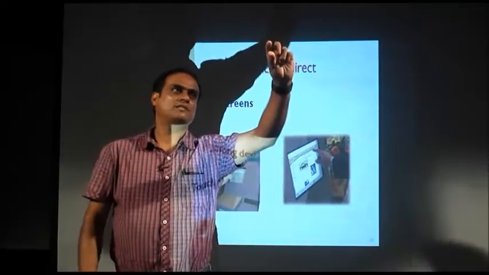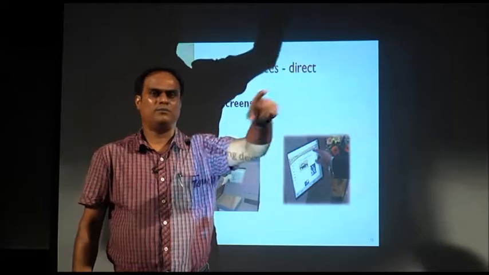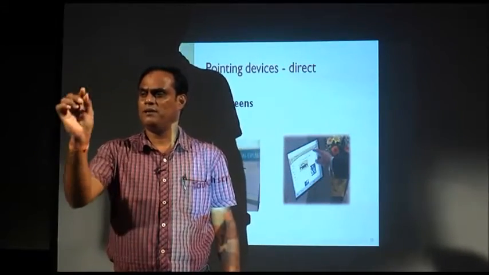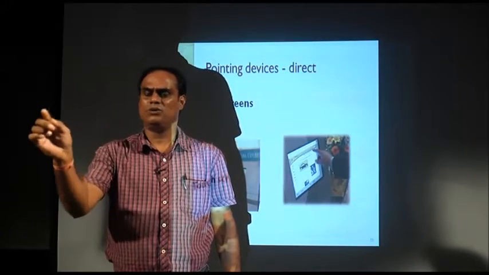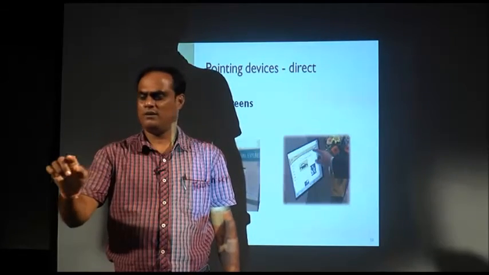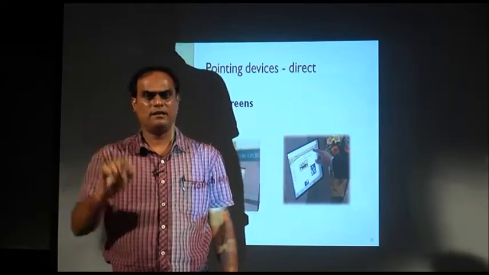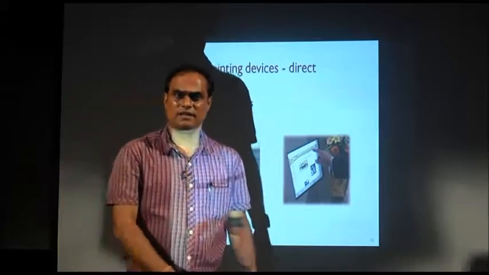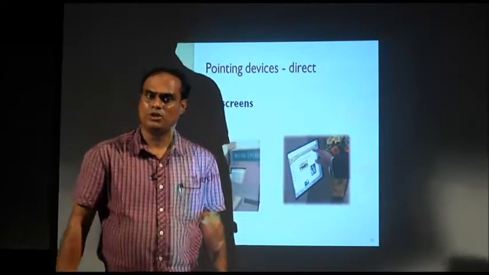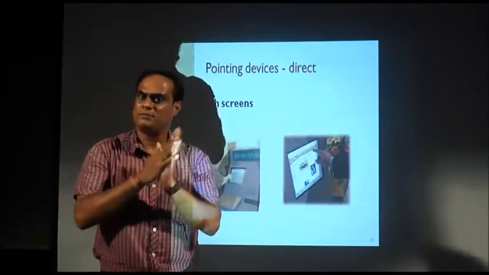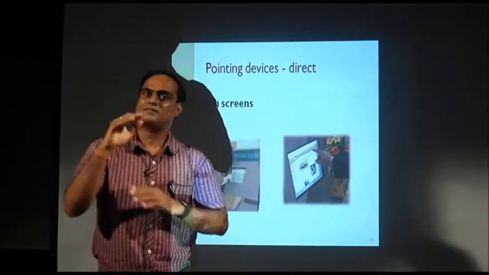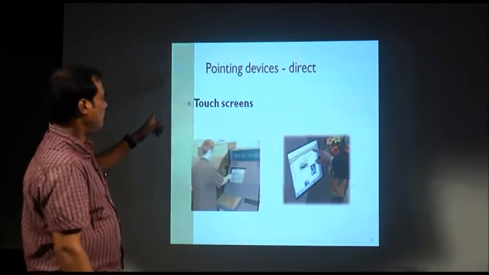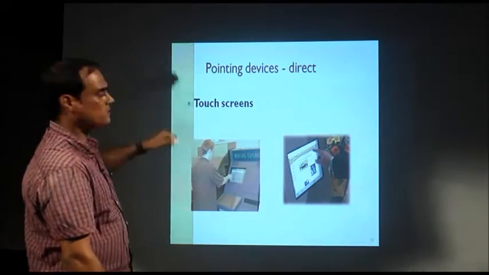Suppose you are using an ATM machine. In the ATM machine, banking is there: your deposit, your withdrawal, or you want to change the pin, a number of options are there. So normally you just touch the option, that I want to withdraw, and immediately the second menu comes for the withdraw service. So that is one type of input device, and it is possible only due to this touch screen.